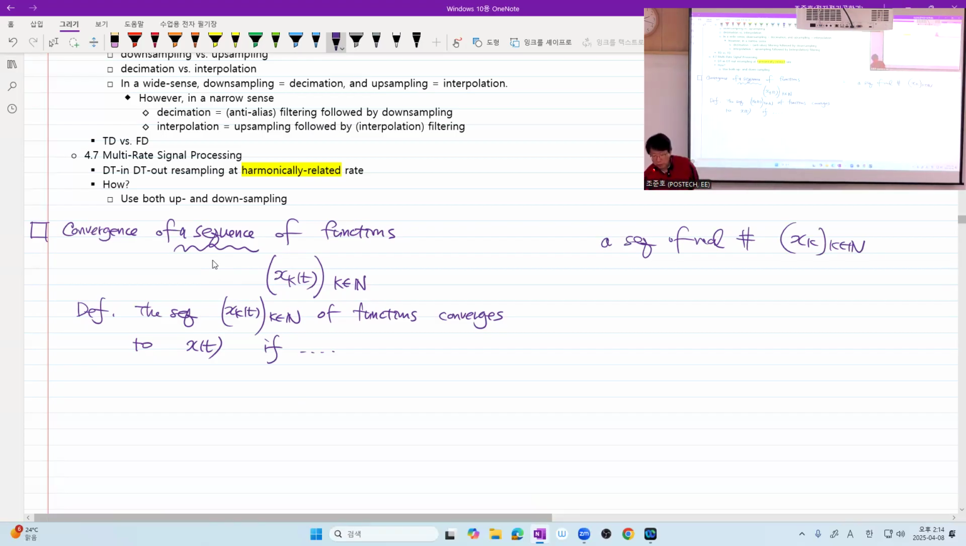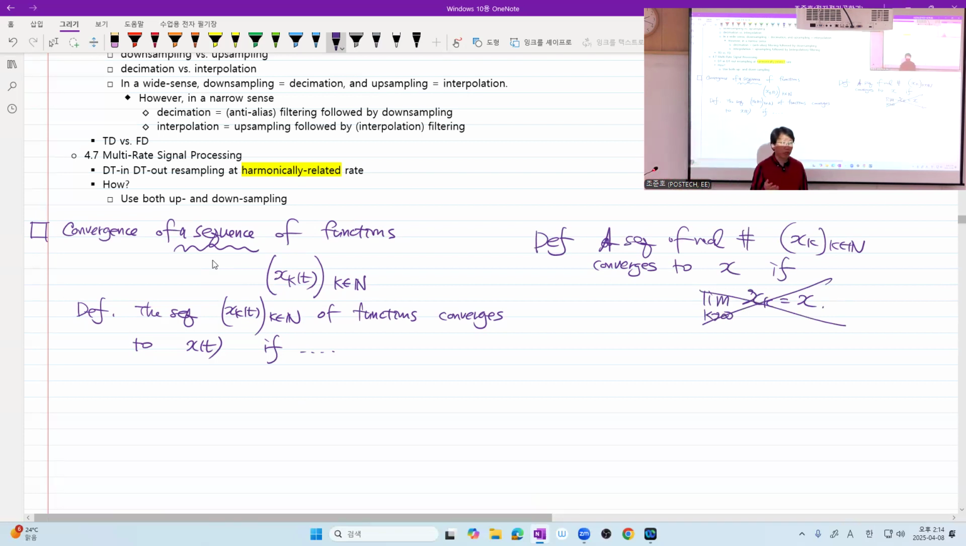And what was the definition? It converges to another real number, right? If what? You want to say something like this, right? But actually, this is not a definition. This is a notation, in Korean 표기법. Then what is the definition?